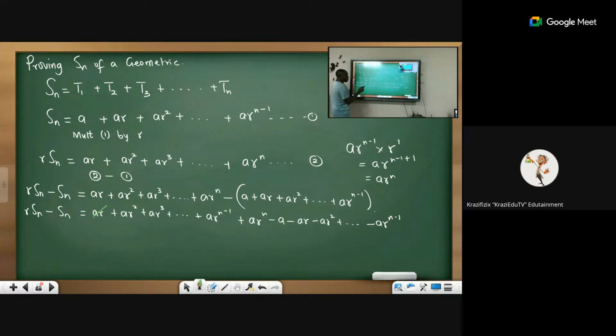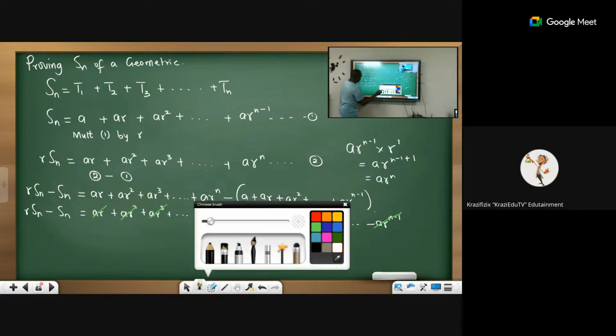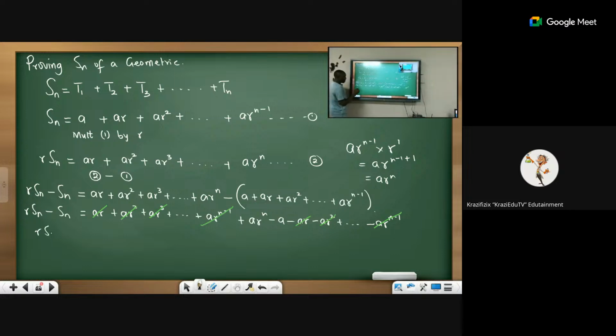The AR would cancel the AR. The AR squared will cancel the AR squared. What does it mean? The AR cubed will also cancel, such that this will also cancel, what? That. What are we left with? RSn minus Sn will be what? AR to the power n minus A.